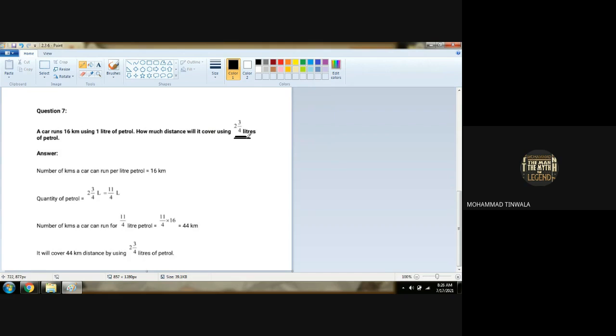Chalo, first thing we will write this. Number of kilometers a car can run per liter of petrol is 16 kilometers. Then quantity of petrol, what do we have? 2 integer 3/4 liter. So this has to be converted into a simple fraction, which we got as 11/4. How you got 11/4? 4 will be multiplied with the integer and added to the numerator, upon the denominator as it is. So 4 2s are 8 plus 3, 11/4.